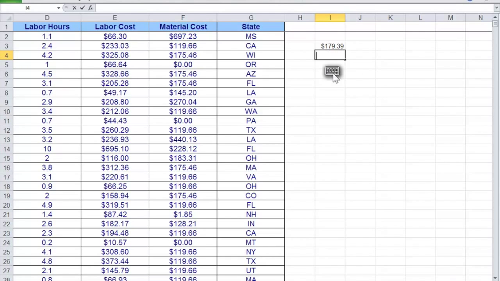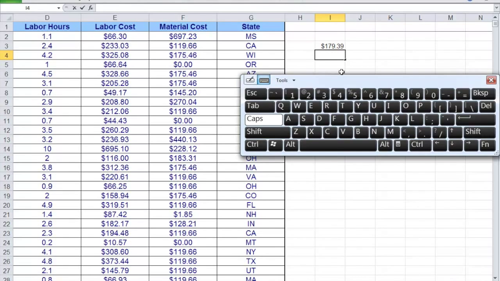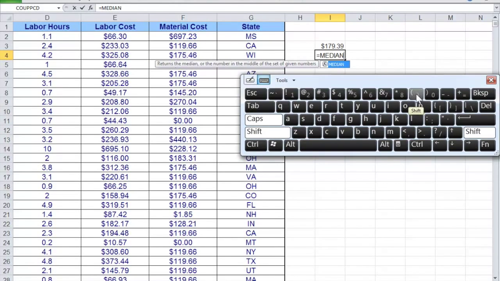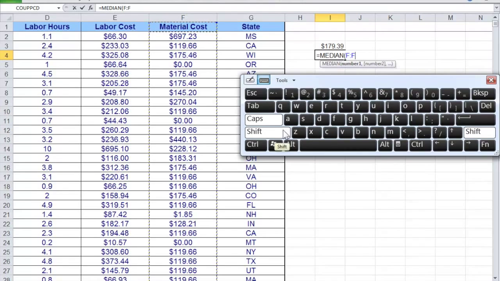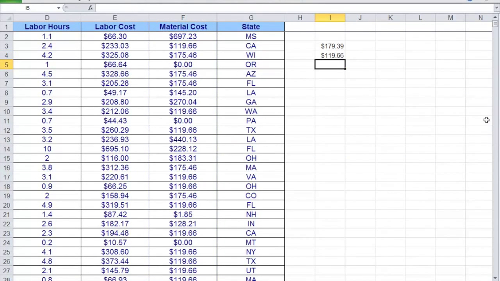Similarly, if you want to find the median or the middlemost value, start with the equal sign and type MEDIAN and start a bracket, and again select the entire column just like we did earlier, and then close the bracket, hit enter. You have the median. You can use the same idea for mode and so on.